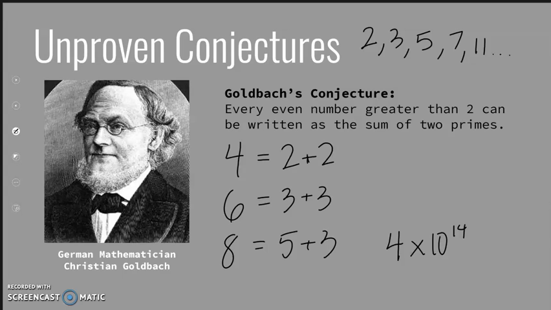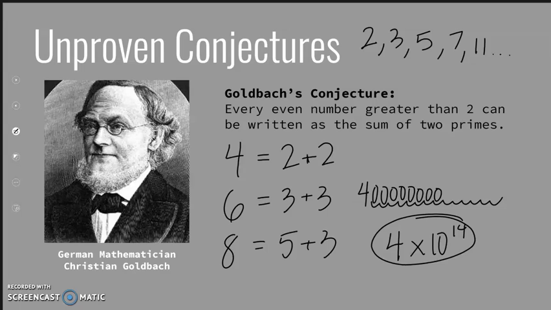As a quick reminder, this is written in scientific notation. In order to figure out what this number is, we're going to take the number 4 and we're going to move the decimal point 14 places to the right. This shows that we have proven this conjecture true for a lot of cases, but just not every case yet.